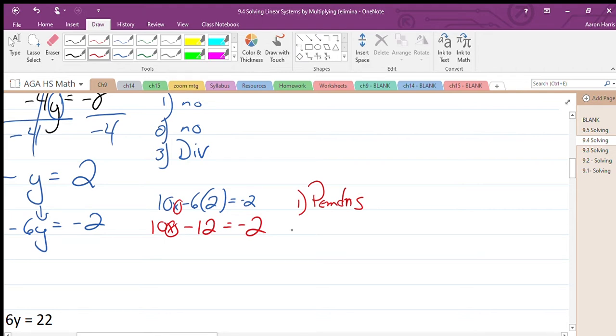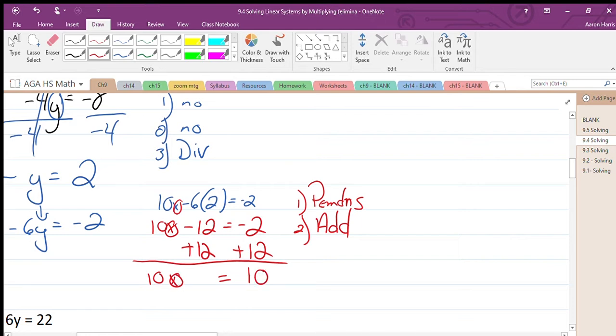I'm good. Step 2, remove addition subtraction. I'm going to what? Add. Add what? 12. And if I do it to one side, I must do it to the other. So I get 10x is equal to 10. Step 3, remove addition remove multiplication division. So I'm going to what? Divide. Divide by 10. Divide by 10.